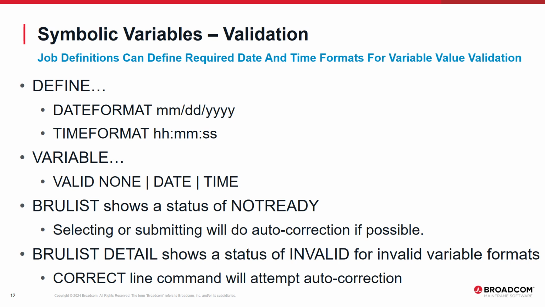BruList will display not ready in yellow if any date or time variable has a value other than the required format. This can happen if the value gets filled in from a SYSVIEW display that uses a different format other than the one required by your report or utility program. Selecting or submitting the job will cause the value to be auto-corrected to the right format if possible. If you use the BruList detail display to show the list of variables, the variable status will show as invalid as well, and you can use the correct line command to attempt auto correction.